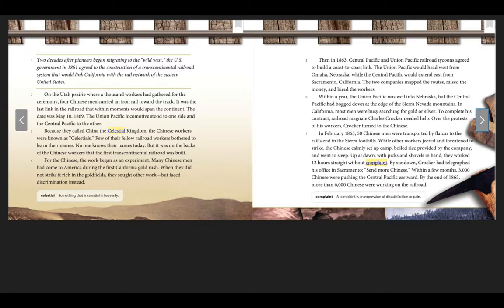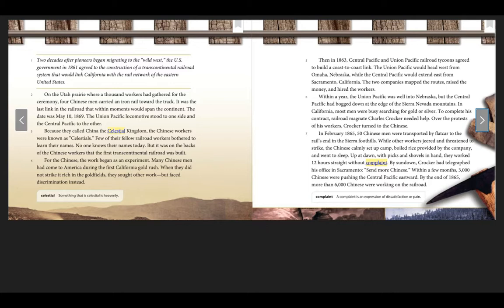In California, most men were busy searching for gold or silver. To complete his railroad contract, railroad magnate Charles Crocker needed help. Over the protests of his workers, Crocker turned to the Chinese. In February 1865, 50 Chinese men were transported by flat car to the rail's end in the Sierra foothills.